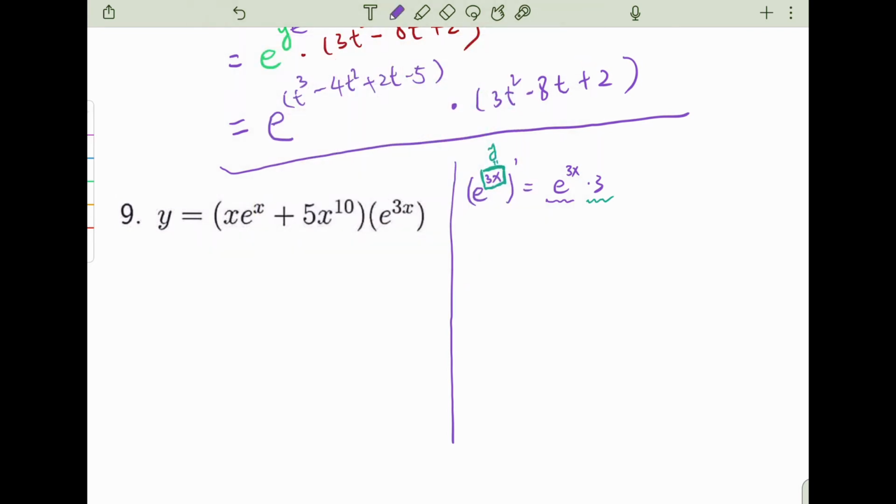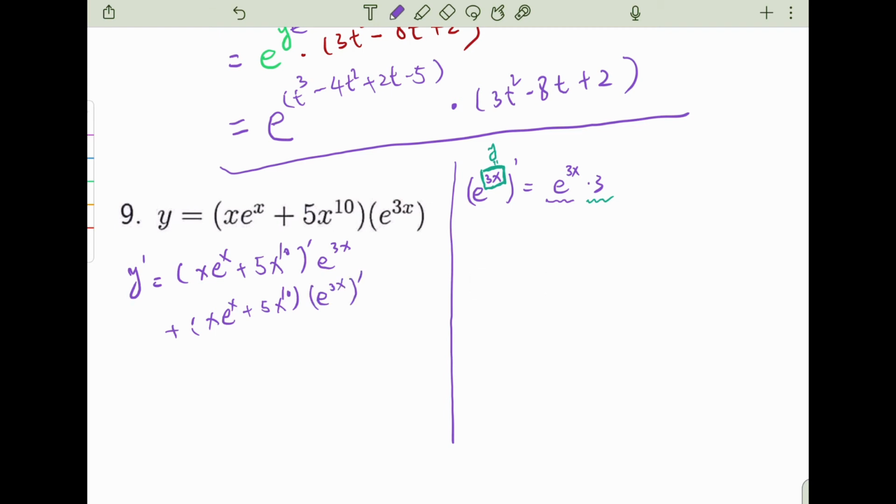And now we apply the product rule first in this derivative. So y prime is equal to the derivative of this bracket times the other bracket, plus this bracket times the derivative of the other bracket.